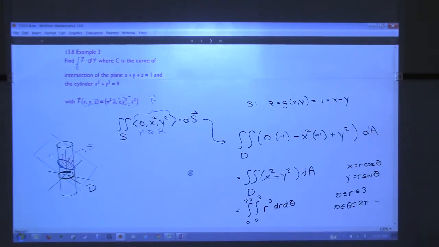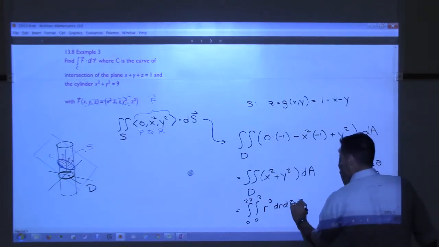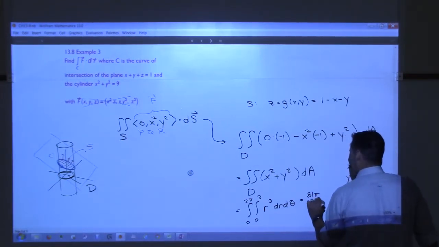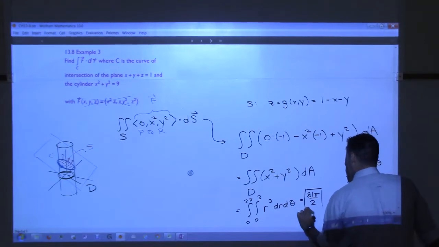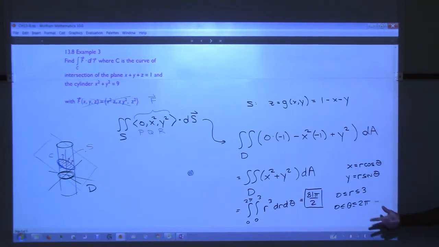And I'm not going to work this out. I'm just going to tell you what it is. It's 81 pi over 2. So you integrate with respect to r, plug in 3 and 0, subtract, then integrate that with respect to theta, and plug in 2 pi and 0. You should get 81 pi over 2. Sound good?